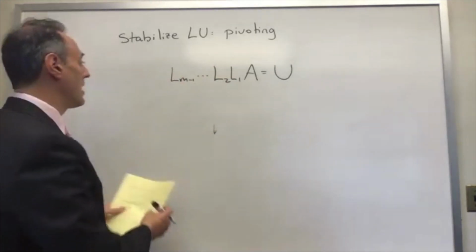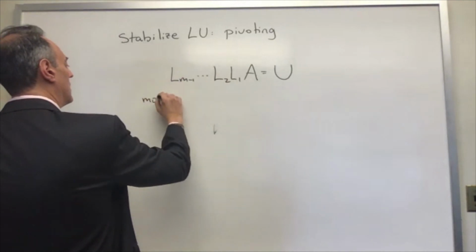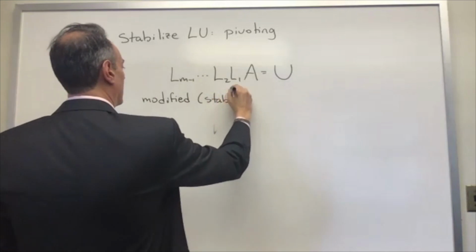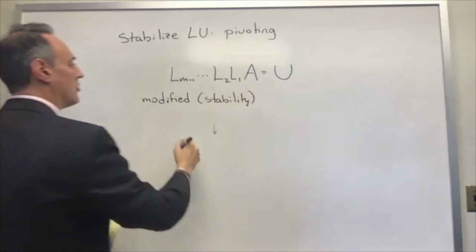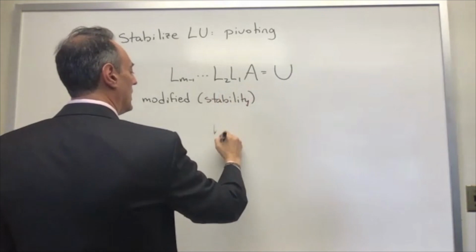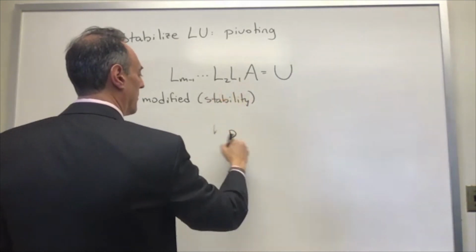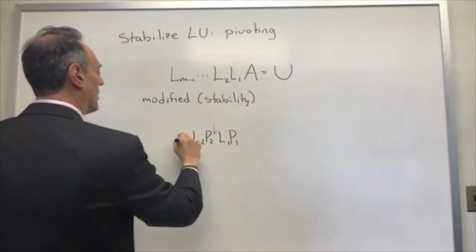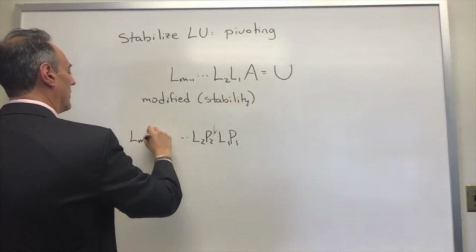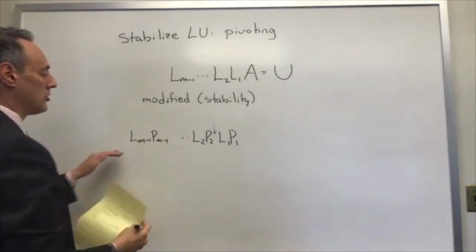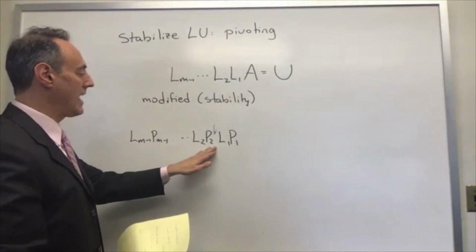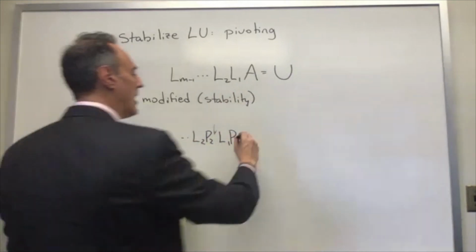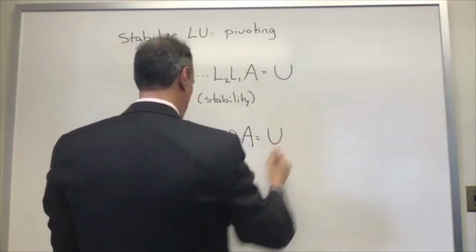So this is going to be modified for stability's sake to the following. Now, instead of L1, you first permute, then you hit it with L1. Then you permute, hit it with L2, all the way to Ln minus 1, P n minus 1. So you see now, what I've done is I've added all these permutation matrices, acting on A to get to U.